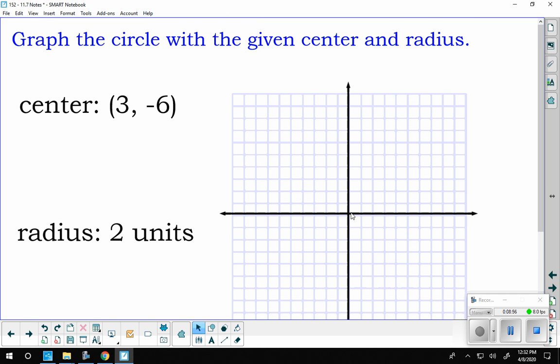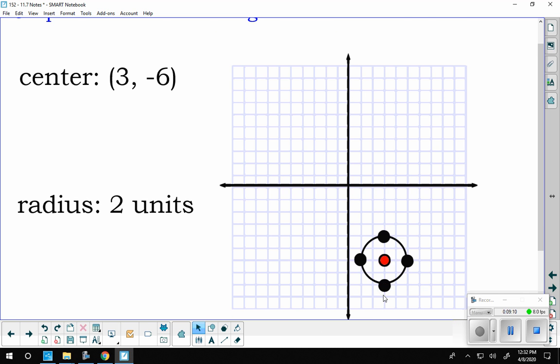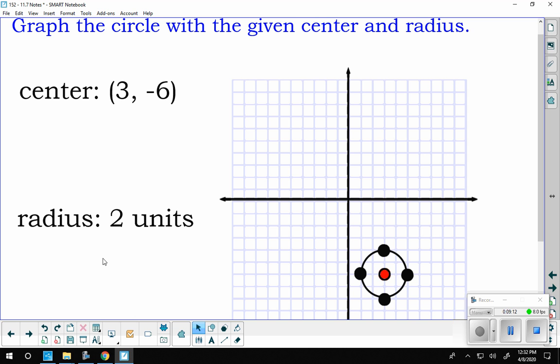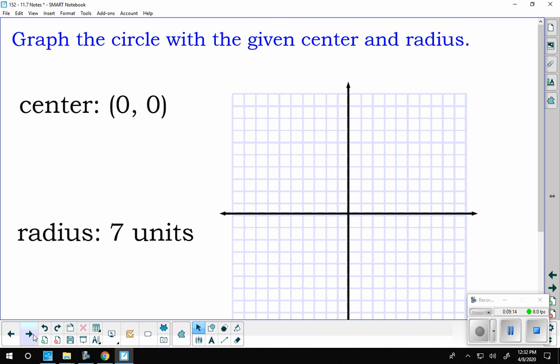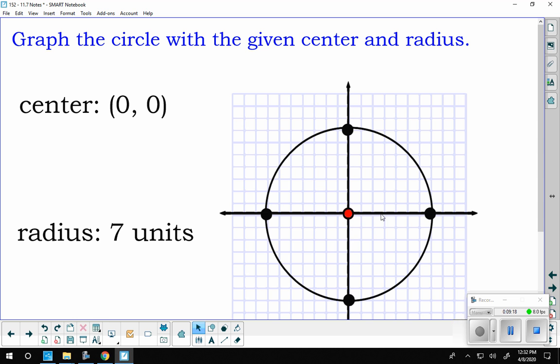All right, center, +3, so to the right 3, down 6, -6. So 1, 2, 3, 4, 6. There we go. There's my center, radius of 2. So right 2, up 2, left 2, down 2. Just magic. It just magically appears. Pretty cool. Center is at 0, 0. Radius is 7. So we go to the right 7, up 7, left 7, down 7, and we draw a beautiful circle.